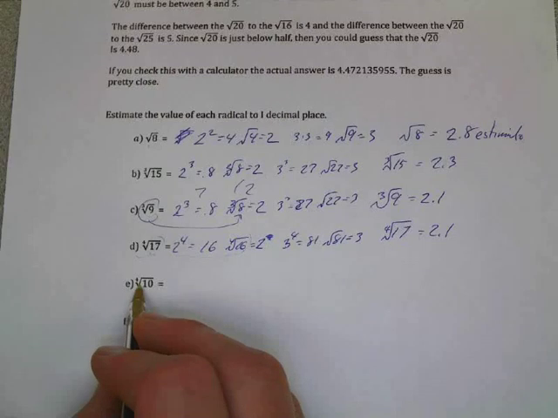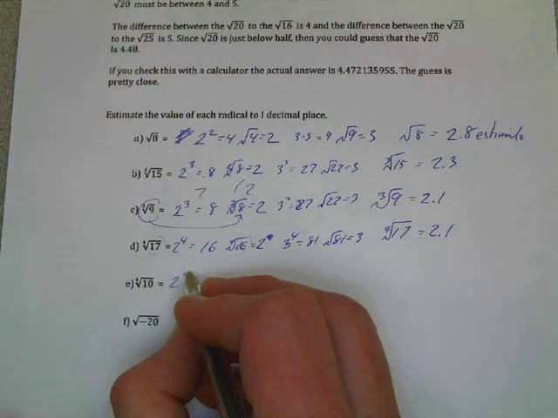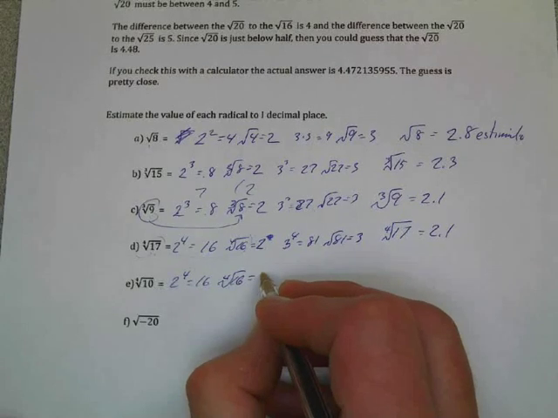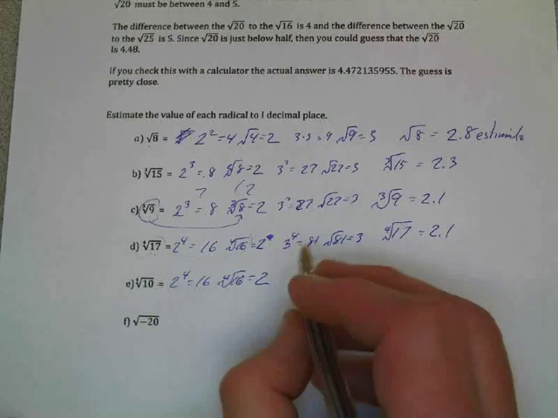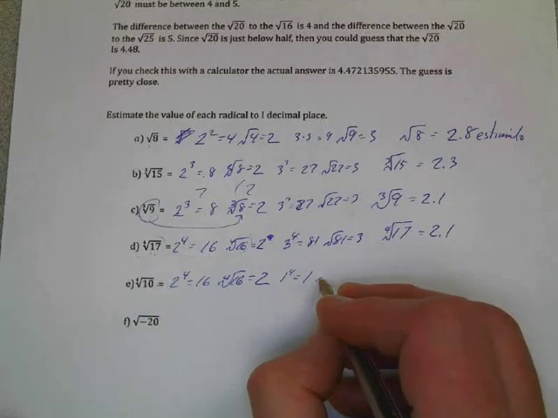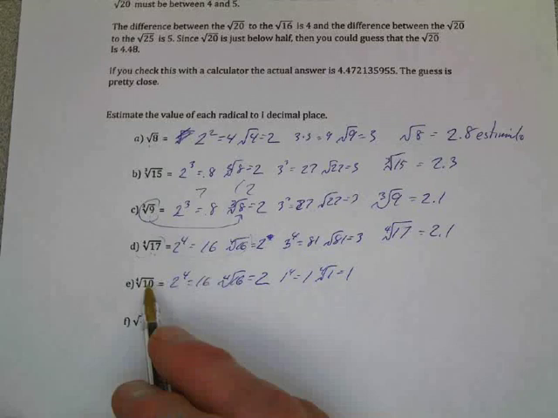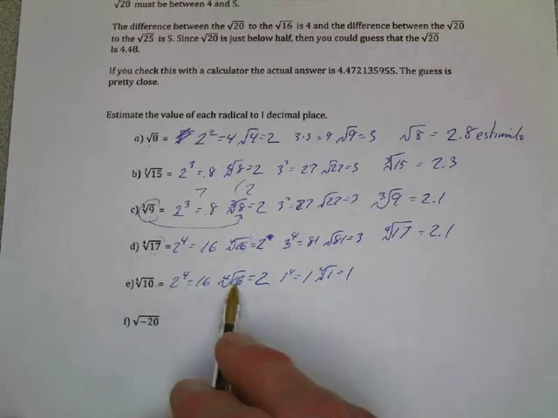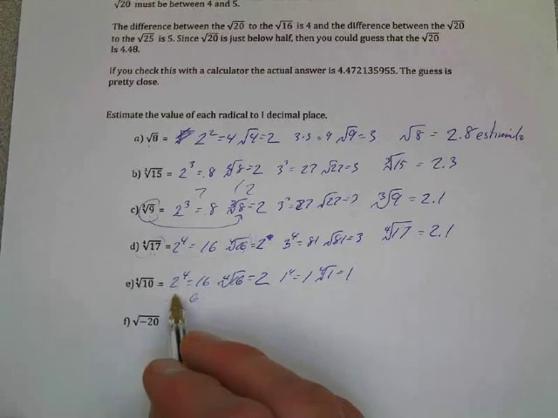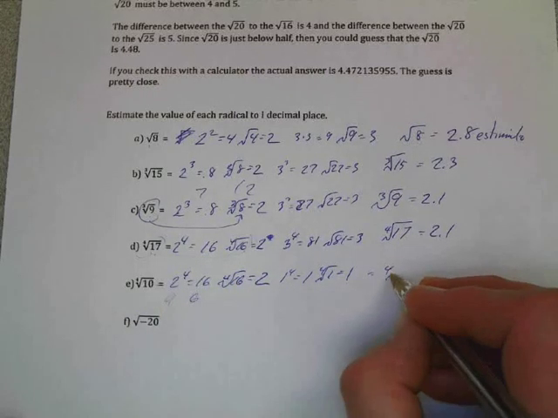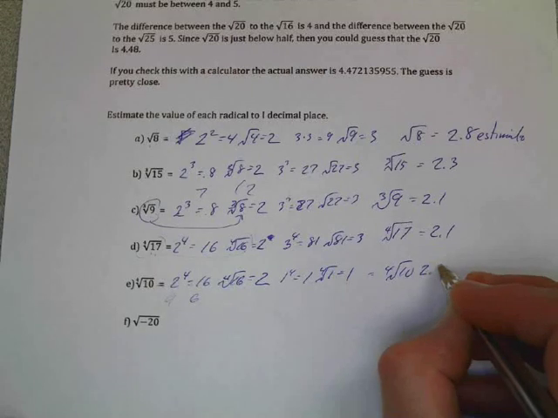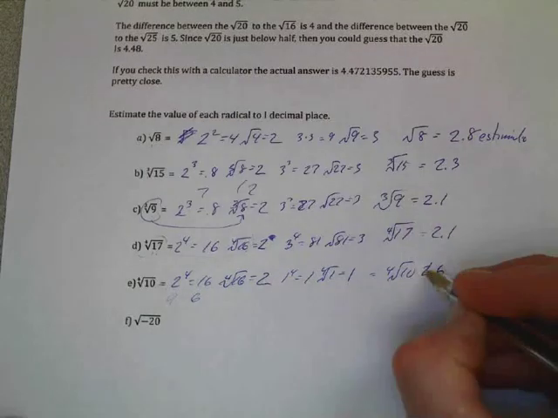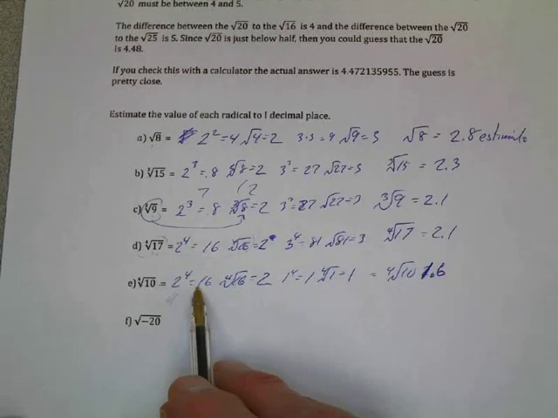Same with 10 here. 2 to the power of 4 is equal to 16, so the fourth root of 16 is equal to 2, and 10 is less than that. The fourth root of 1 is equal to 1, so 10 is between 2 and 1 here. 10 is 9 away from 1 and 6 away from 16, so I would say it's over half, so the fourth root of 10 would be 2.6, something like that, or sorry, not 2.1. 1.6, because 2 is too high.